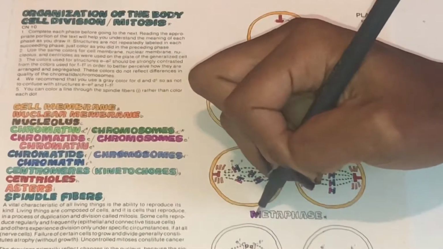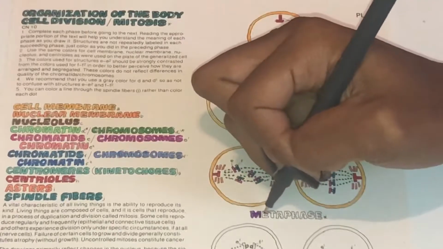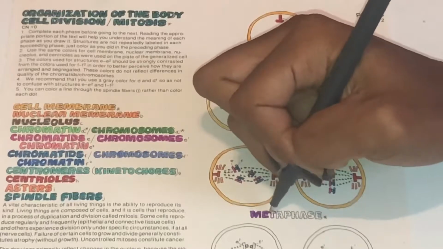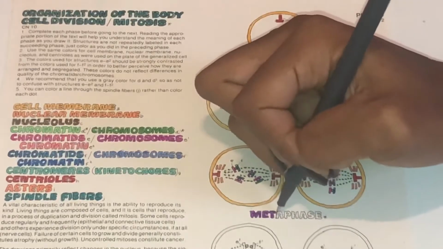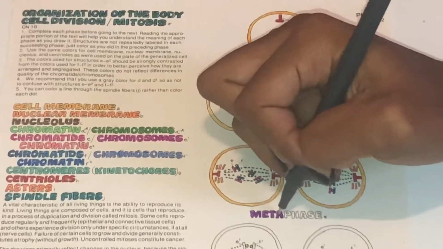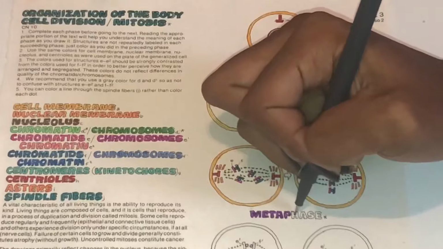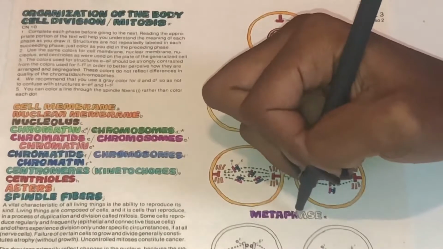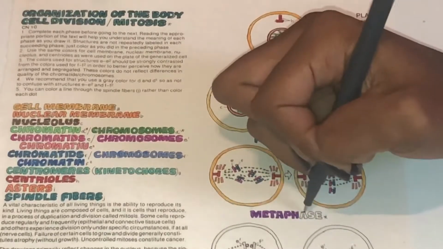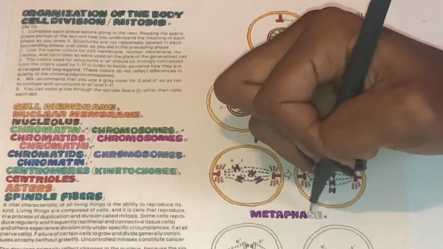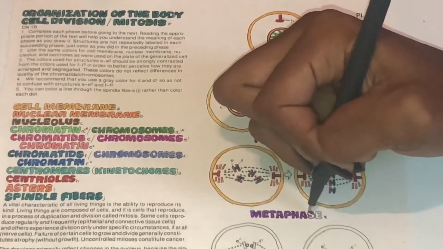And now we're on metaphase. Metaphase. Strands of microtubules, spindle fibers, project across the cell center from one pair of centrioles to the other. 46 pairs of chromatids and their centromeres, 4 shown here, begin to group on the spindle fibers in the cell center.